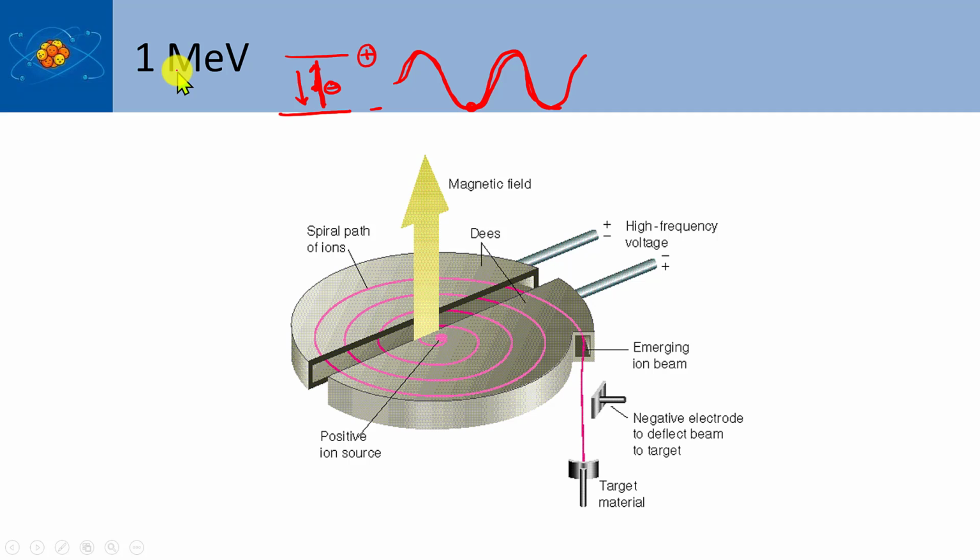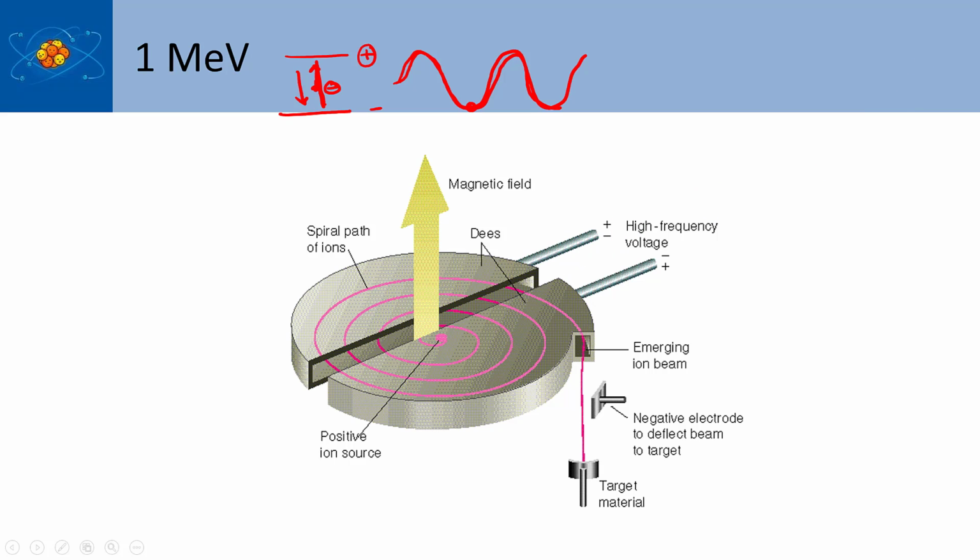Doing this, you can get about a mega electron volt on a particle. 1 mega electron volt in terms of energy. When it leaves here, it has 1 mega electron volt of energy. Now, if you want to go to higher energies, and the reason you'd want to is to explore the structure of the subatomic particles that we know, the protons and neutrons.